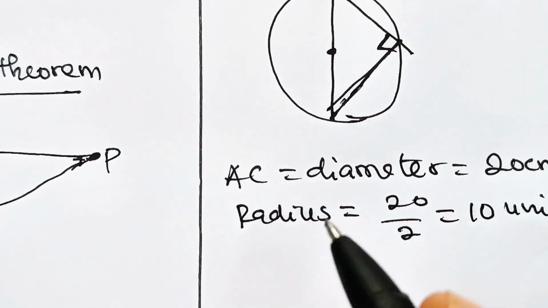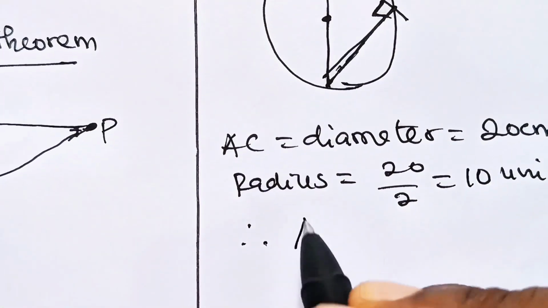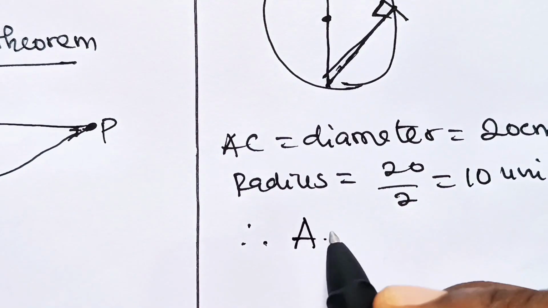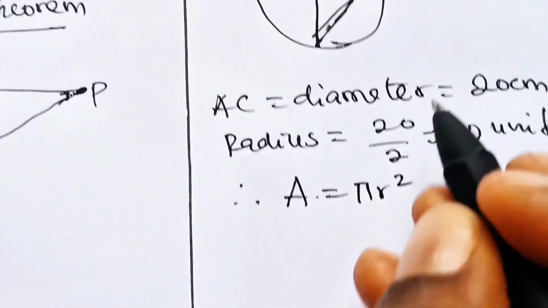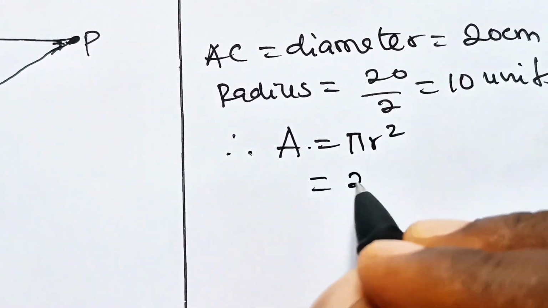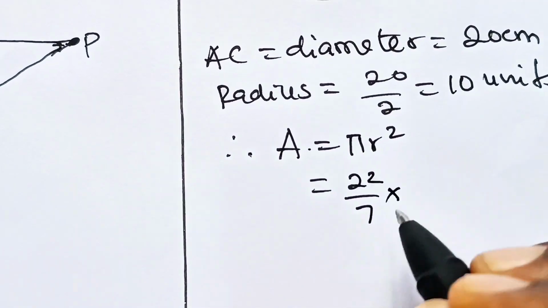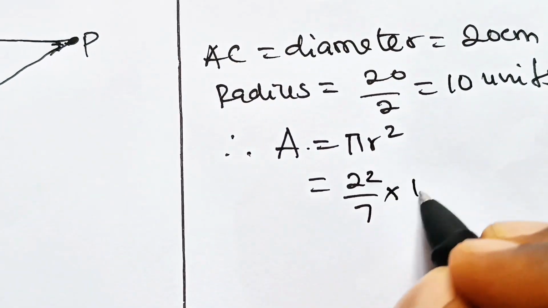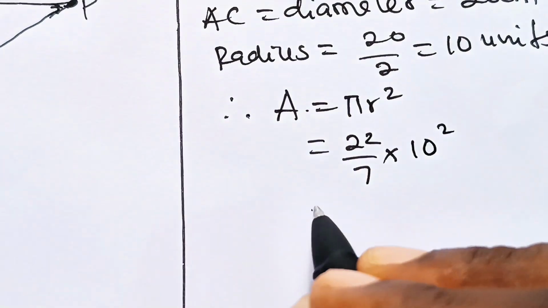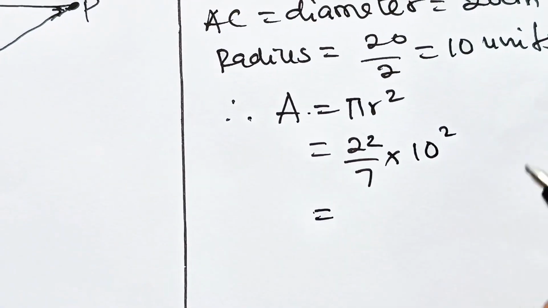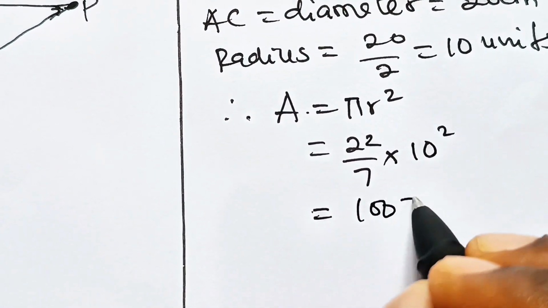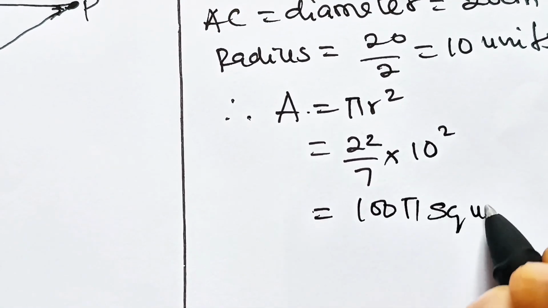Therefore, the area of the circle, which is pi r squared, will be equal to 22 over 7 times r, which is 10, so 10 squared. Let me leave it in terms of pi. So you're going to have 100 pi square units.